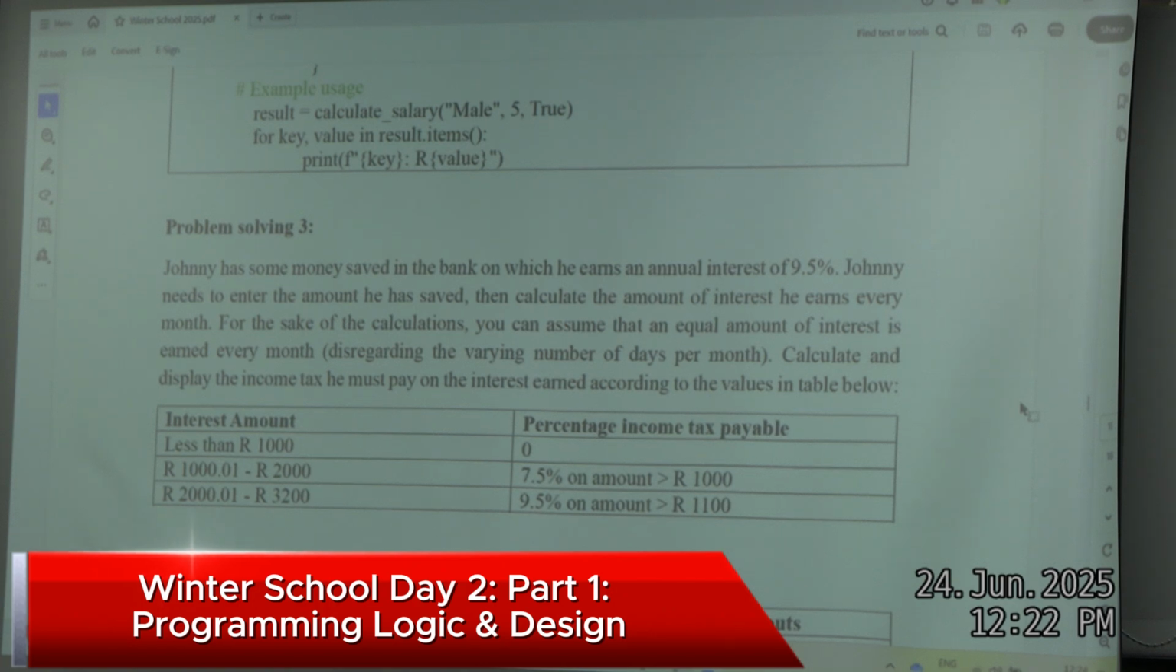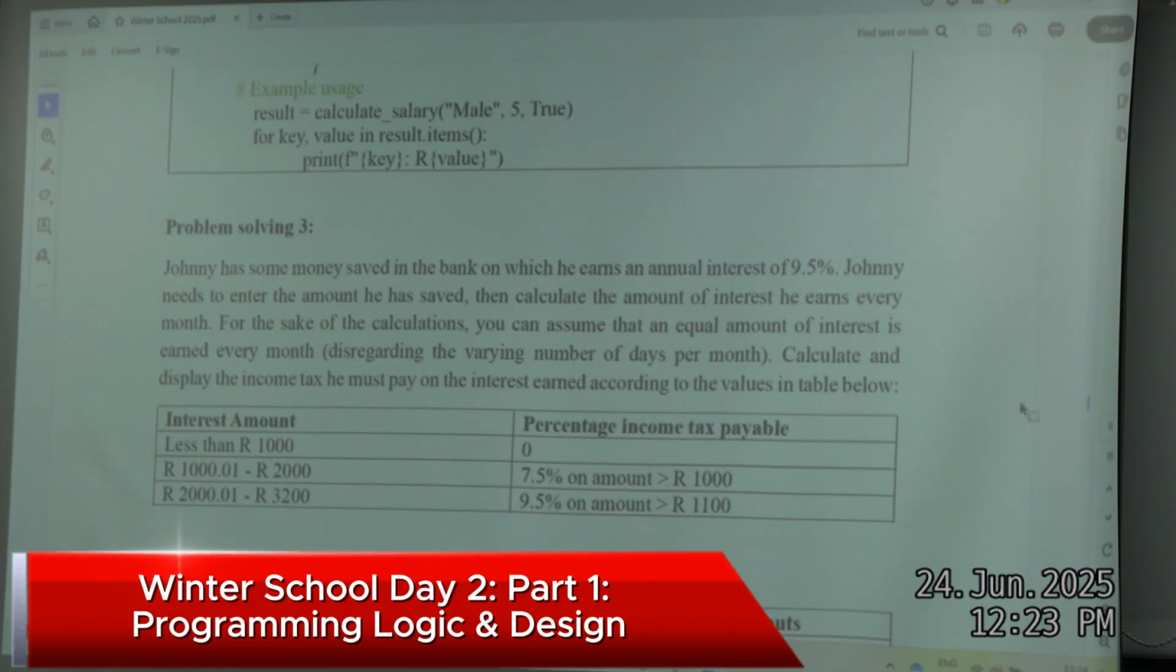Calculate and display the income tax he must pay on the interest rates according to the values in the table below. We have given interest rates. Less than 1,000 rands, the percentage is 0. From 1,000 rand to 2,000 rands, the percentage is 72 on amounts that should be greater than 1,000. 2,000 to 3,000, the percentage is 9.5 on amounts that are greater than 1,100.